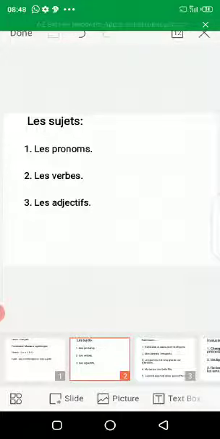3. Des adjectifs. The adjectives. We have different types of adjectives. Adjectives are the words that we use in qualifying a noun. Examples in French are belle, beau, grand, intelligente, gentille, calme, petit, et ainsi de suite. And so on and so forth. This is a summary of these 3 topics that we have learned in our previous lesson.